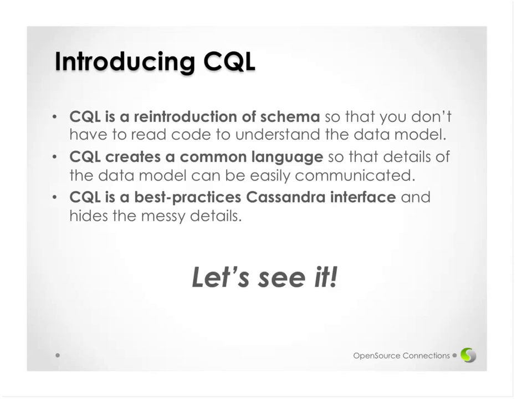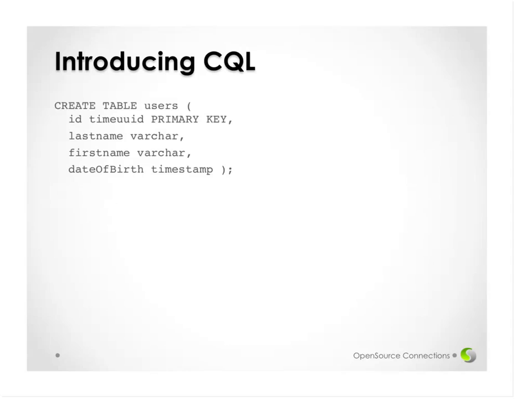All right, without further ado, let's take a look. Here's a quick introduction to the array of things that you can do with CQL. Let's create a table. This is users. We have 4 fields: ID, last name, first name, and date of birth.